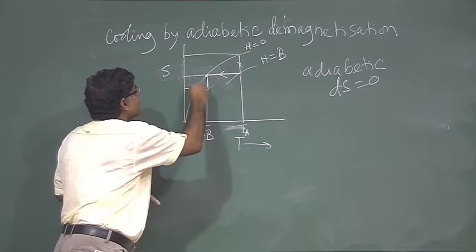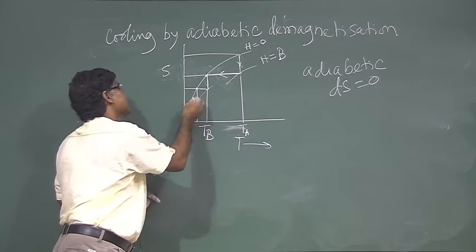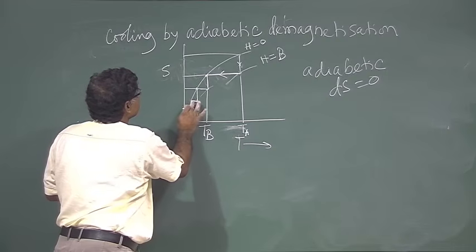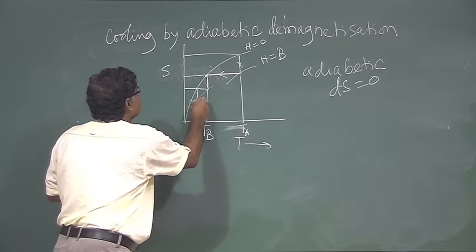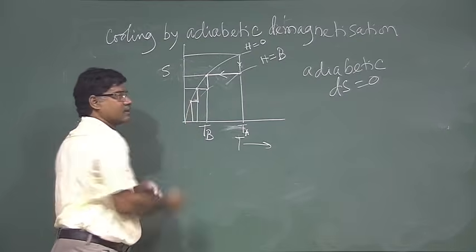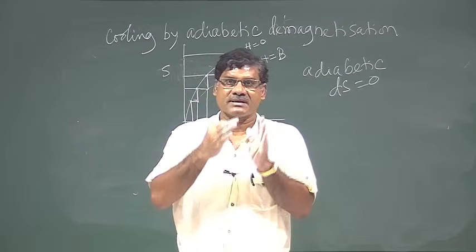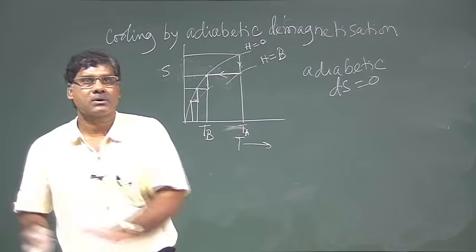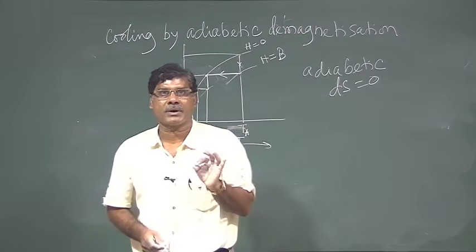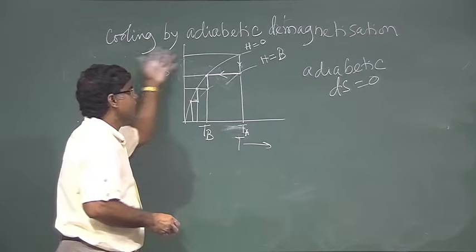Again I will apply the magnetic field here, so it will come down here. I will withdraw the magnetic field, so it will go back here. So, just by applying the magnetic field repeatedly, the temperature of the system is decreasing. This is cooling, which is very effective and technologically very important.